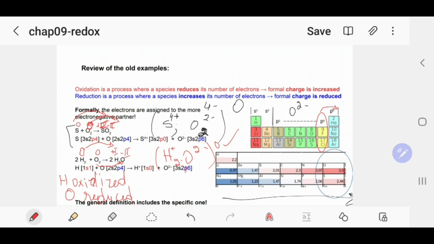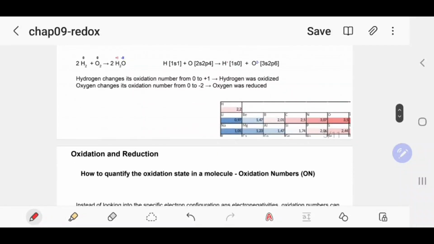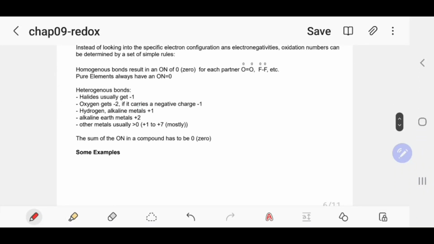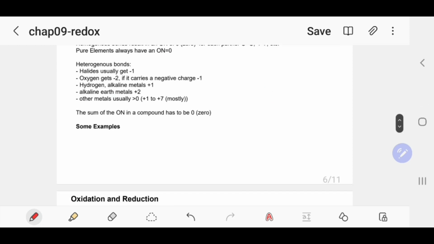So it's very easy for them to just gain one electron from the neighboring element. So halides get -1. Then oxygen always gets -2 if you start from a neutral oxygen, but if you start from an oxygen which was already carrying a negative charge, then you get -1. Because you start from O-, for example, and at the end you get O2-, so it's -1 difference.